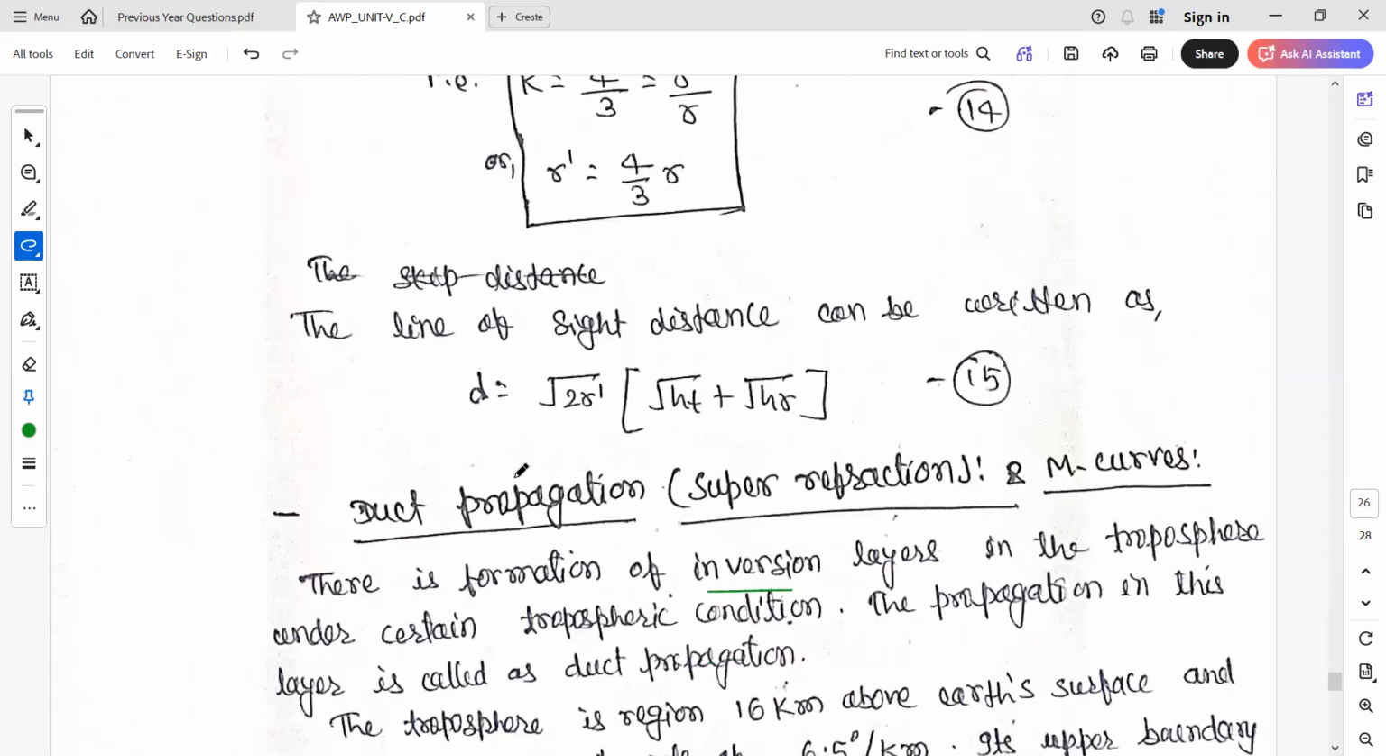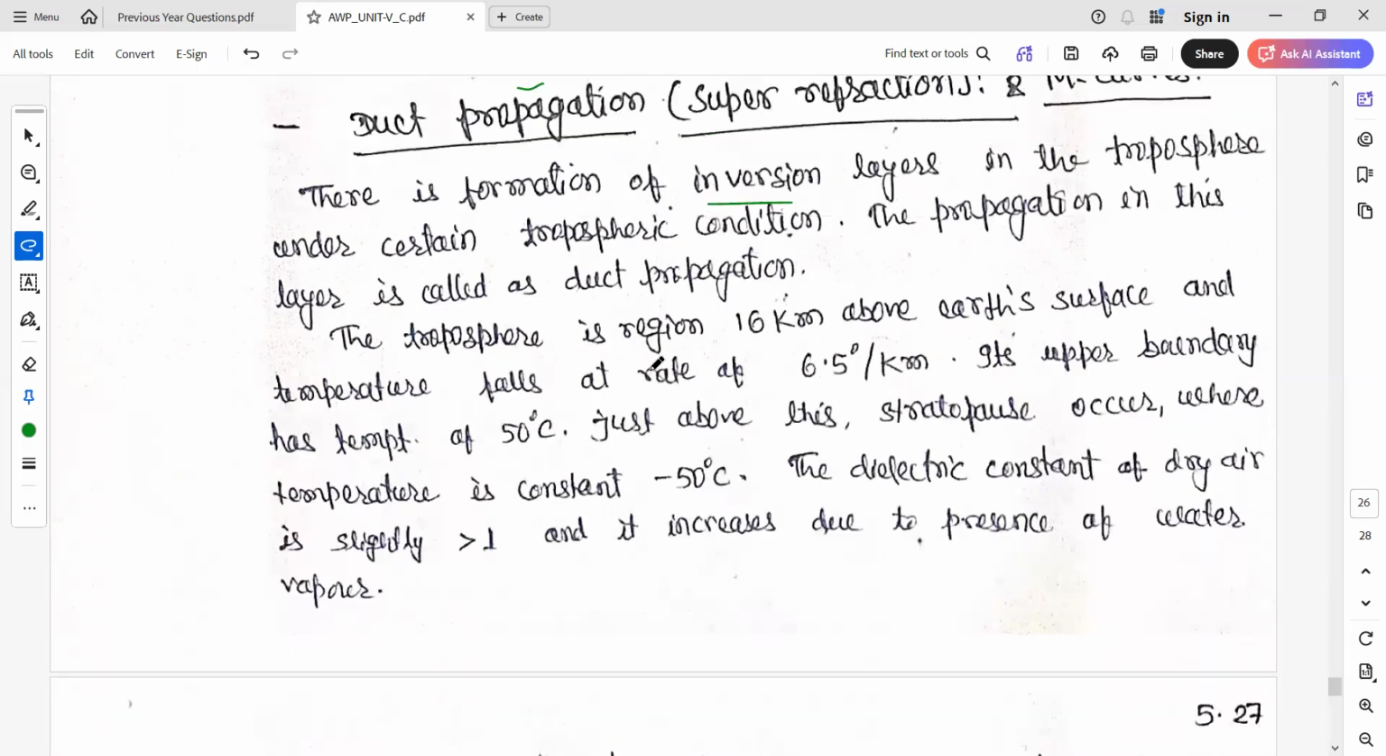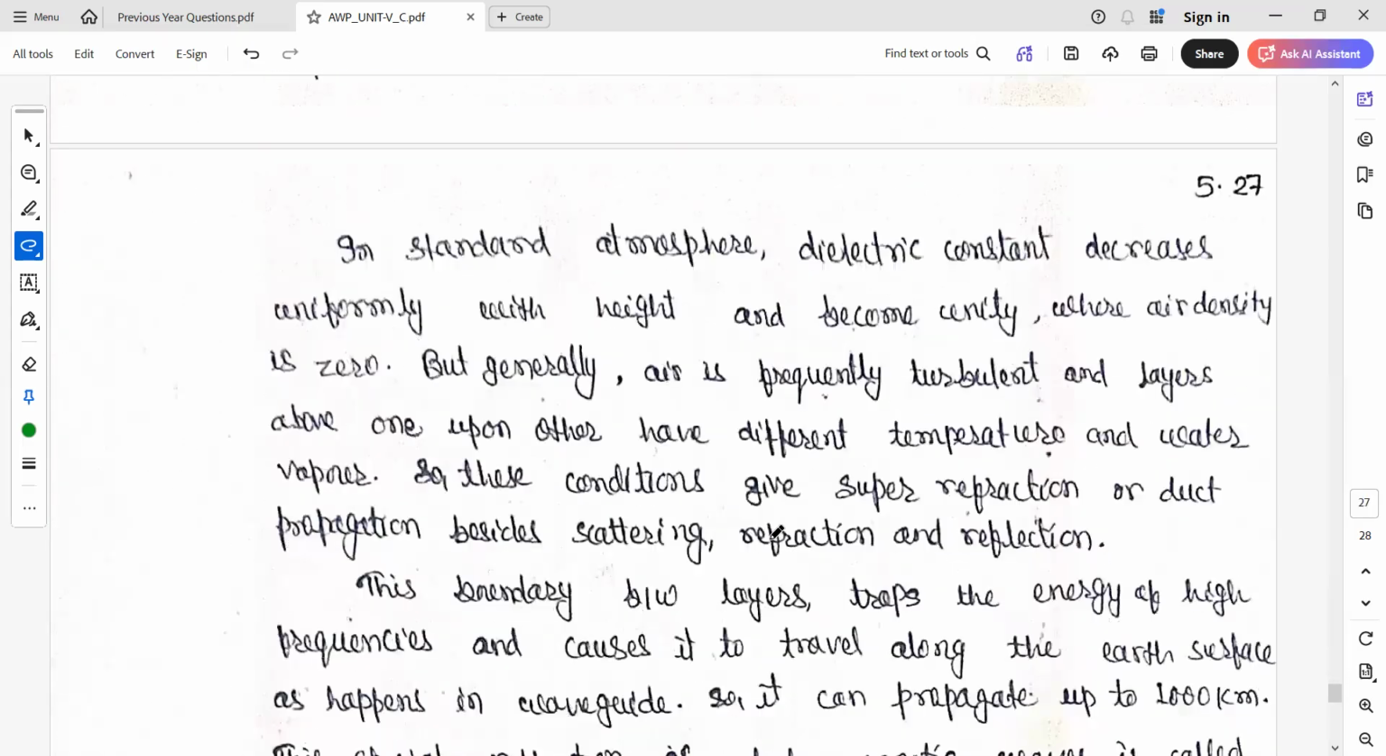Another question is duct propagation, which is called super reflection or M curves. It happens again in the tropospheric region, about 60 kilometers above the Earth's surface, where formation of inversion layers takes place. Here you see how temperature increases and decreases in the different layers, and due to that the dielectric constant is affected.